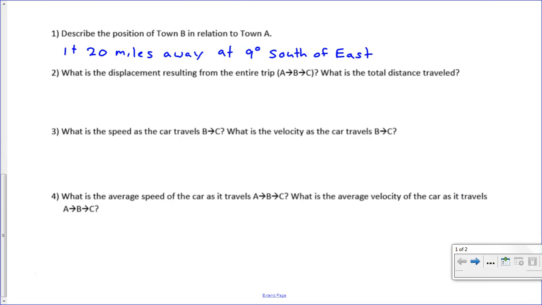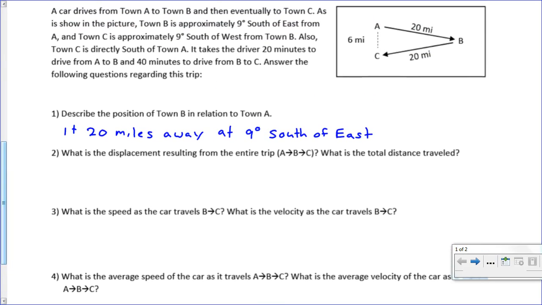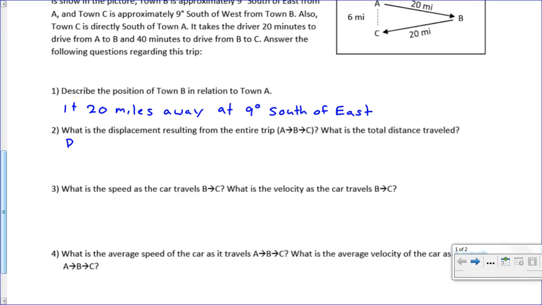Alrighty, number 2, what's the displacement resulting in the entire trip A to B to C? So if we're going displacement here, displacement I said is not path dependent, meaning that we don't care the way that we've traveled, we just care where we started and where we end up. So what we're looking at here is we're comparing A to C essentially. And so your displacement here is going to be just 6 miles south. Remember, displacement is a vector, so we need a magnitude and a direction, or a distance and a direction there. So it is 6 miles south.